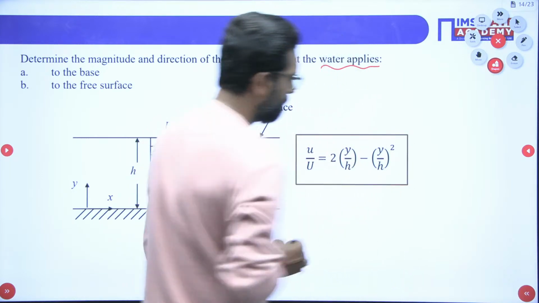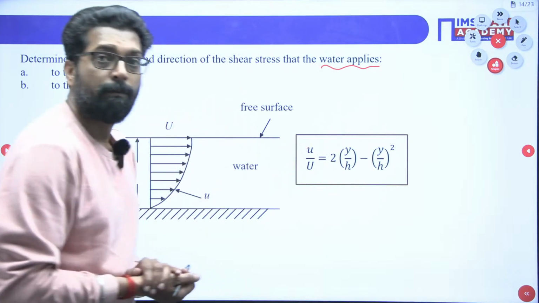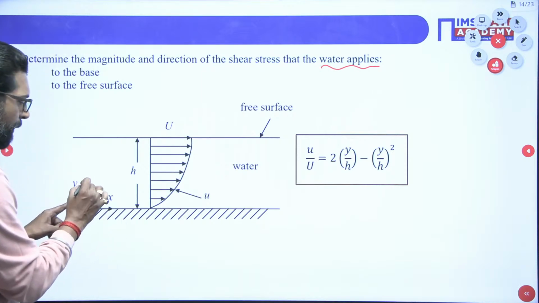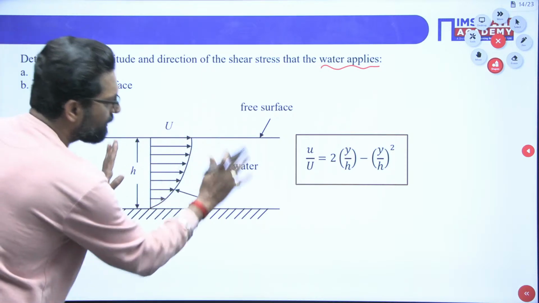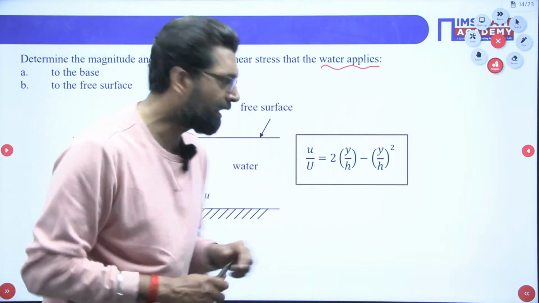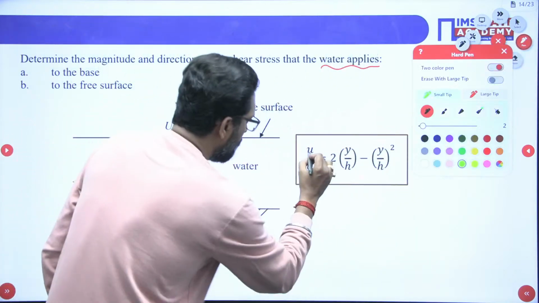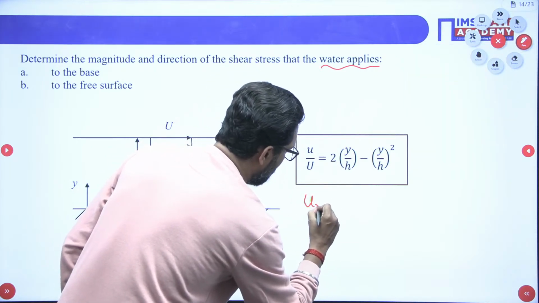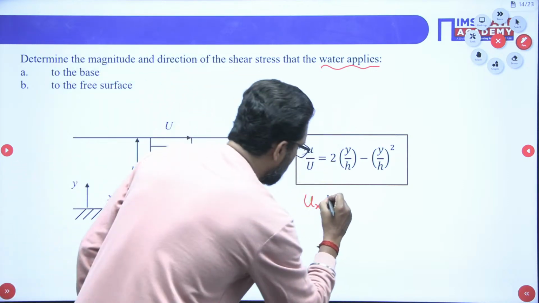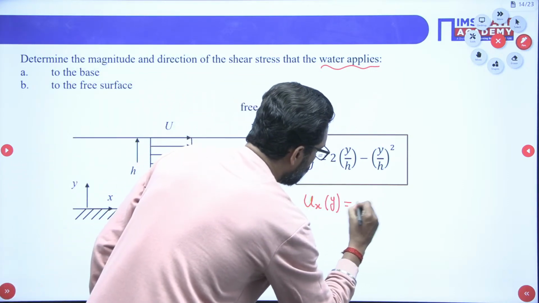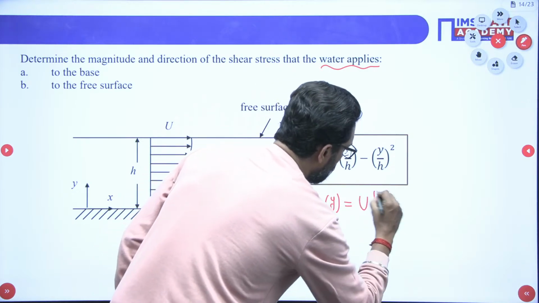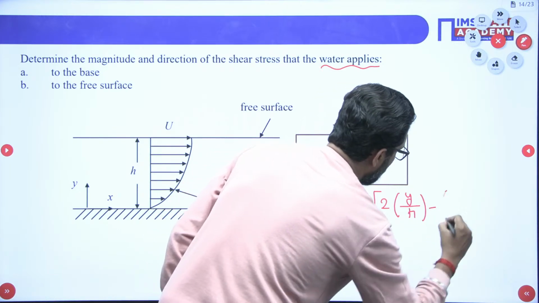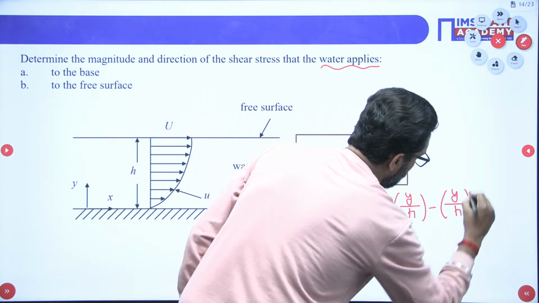What is this one? This is a parabolic velocity profile. Why? Because of y squared. y is the direction perpendicular to the flow and this is the direction along the flow. The water is like a river. Now my dear, this u is in the x direction. The variation along the y direction is u equals capital U times the quantity 2 y by h minus y by h, whole squared.